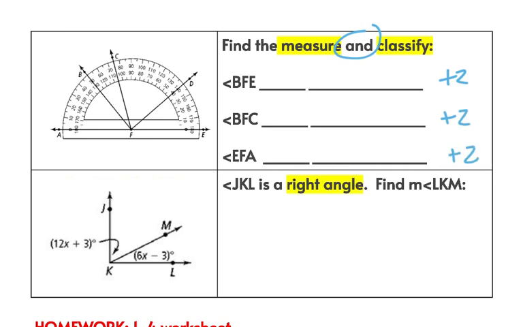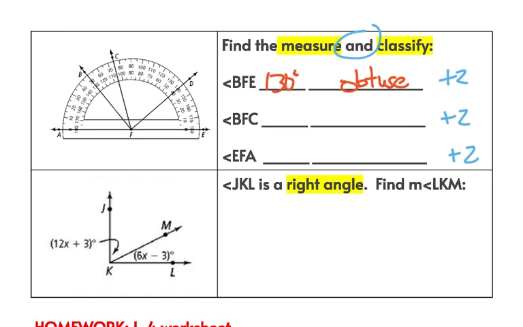BFE. B into F, out to E. Well, let's classify it first. That's obtuse, so give yourself a +1 if you wrote that. So then I need to pick the measure greater than 90. So I got to erase that a little bit. Looks like it says 130. So 130 degrees and obtuse.